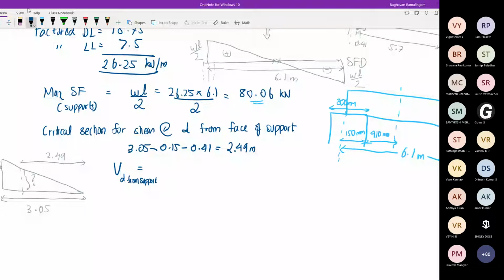Now how to find the capacity of my beam? Go to this page.